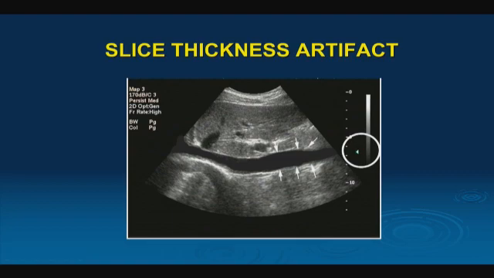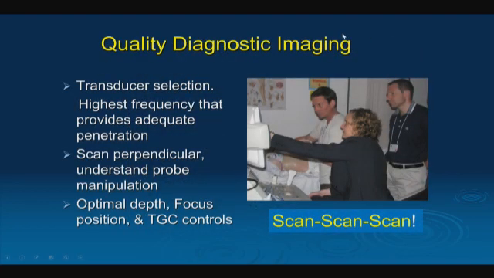So all of these controls work together with your ability to understand how to direct the sound beam and manipulate the transducer. The key is that you really have to scan. The key factors that will contribute to a good quality diagnostic image are your transducer selection, use the highest frequency that provides adequate penetration, scan perpendicular to the structure of interest, and then set your depth and focal controls optimally, and then adjust your TGC. There's nothing that can take the place of scanning. You have to go back and continue scanning whenever you can. The more you do, the quicker you're going to get at scanning, the more confident you're going to become at recognizing pathology versus normal findings.